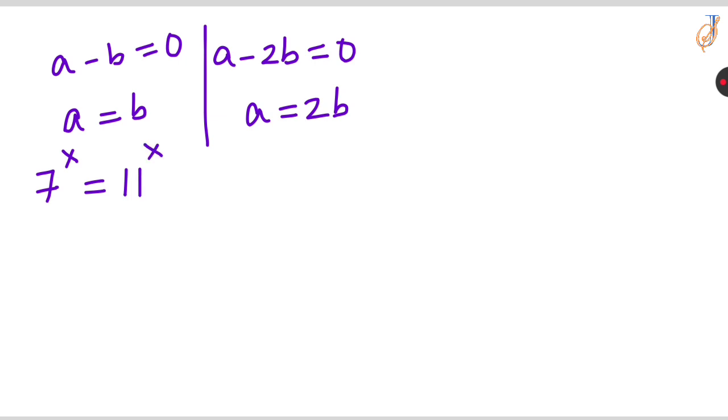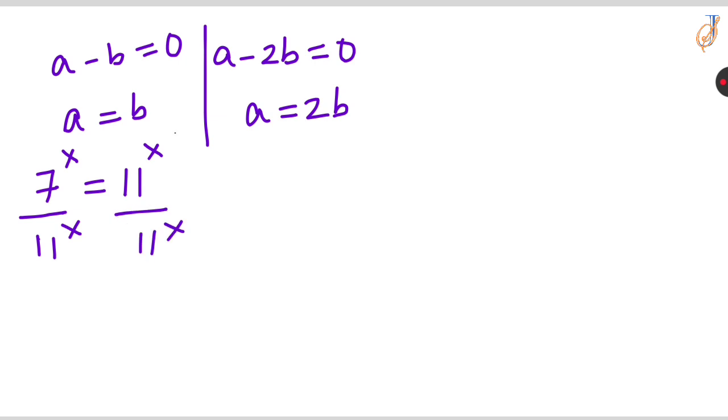To solve for x, on the left hand side we have x in the exponent, and on the right hand side x is also in the exponent. If x is in only one side, then it is easy to solve. So that's why I am dividing both sides by 11 raised to the power of x.